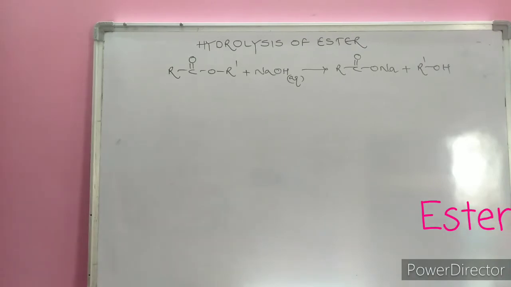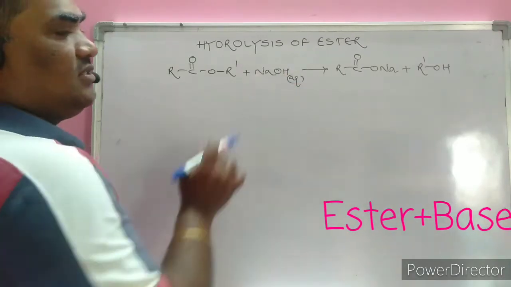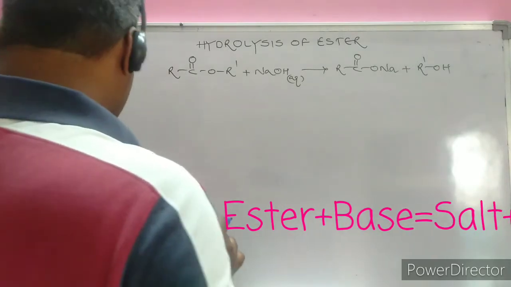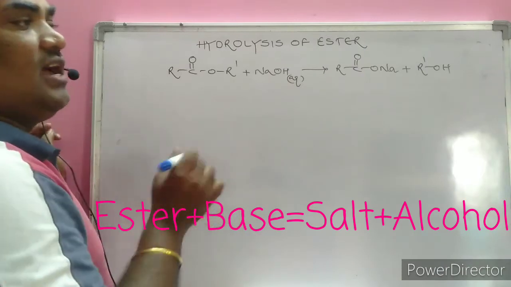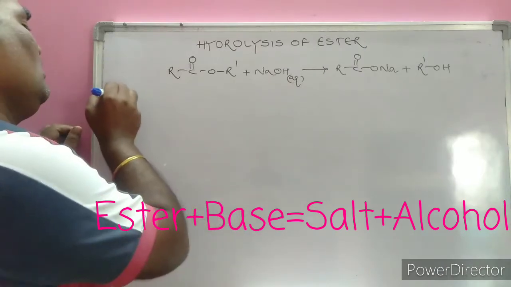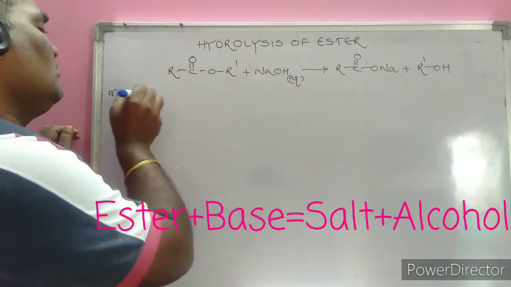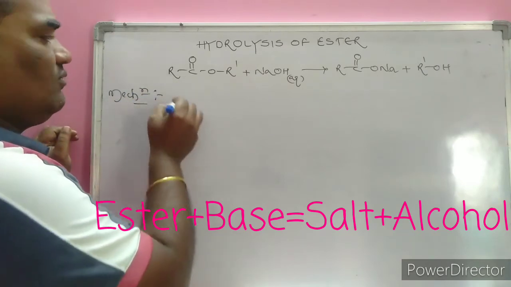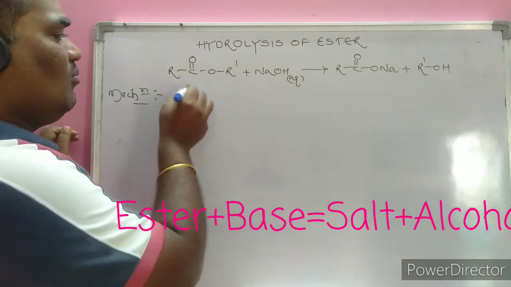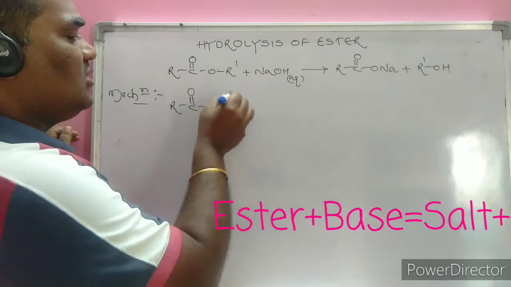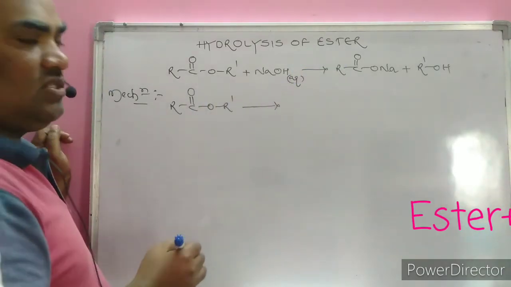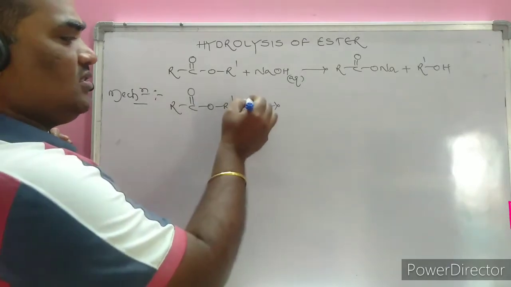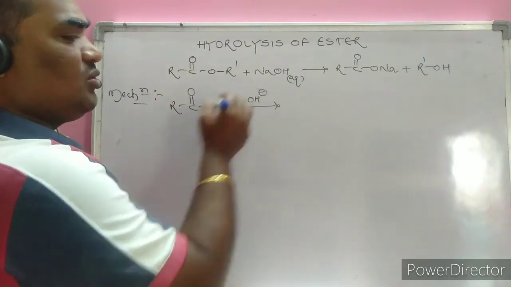Now the hydrolysis of an ester in the presence of a base is also used for the preparation of the salts of the carboxylic acid as well as the alcohol. What type of mechanism is undergone by this reaction? Here RC double bond O R dash is present. I said the basic hydrolysis of the ester is an irreversible process. The base is OH minus.